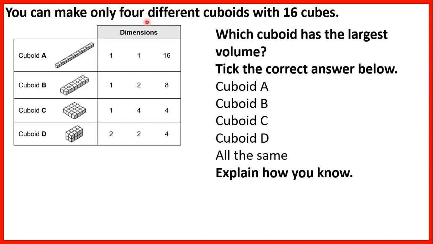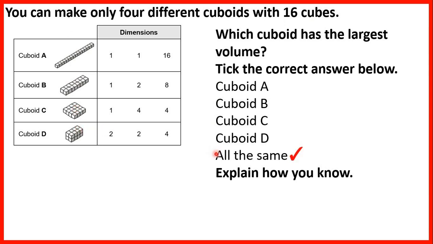You can make only 4 different cuboids with 16 cubes. Which cuboid has the largest volume? Tick the correct answer below. Is it cuboid A, B, C, D, or all the same? Explain how you know. So we can see that they've used 16 cubes in all of their cuboids.